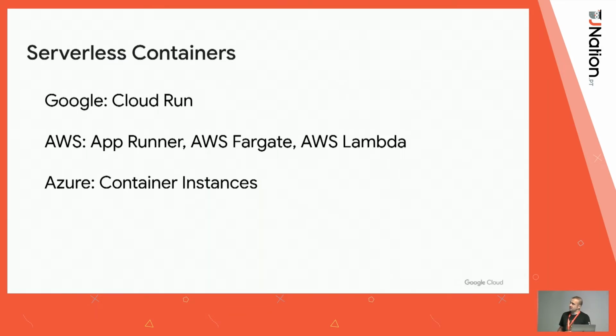But thankfully, there are services that try to make running containers feel like serverless functions. Services like Cloud Run on Google Cloud, or AWS App Runner, Fargate, Lambda, or Container Instances on Azure. They're not one-to-one the same, but all they're trying to do is make it easy for you to run containers in a serverless way, so that you don't have to worry about the underlying cluster or infrastructure.